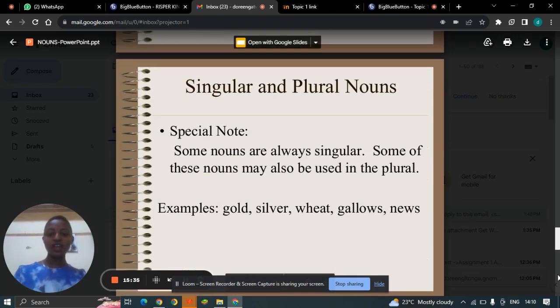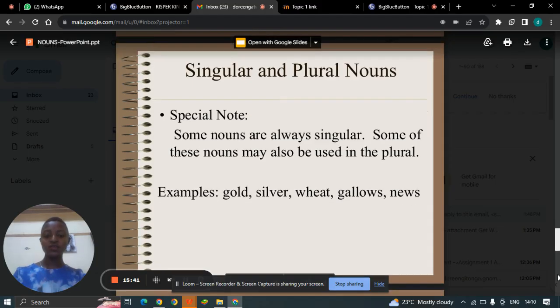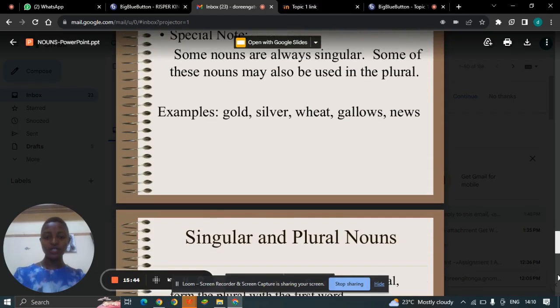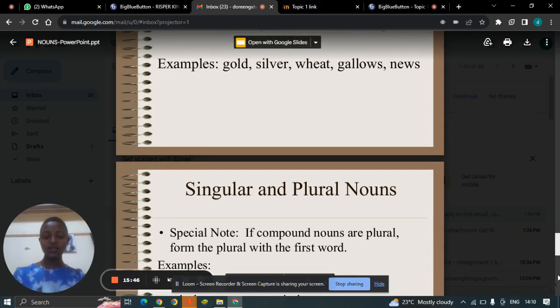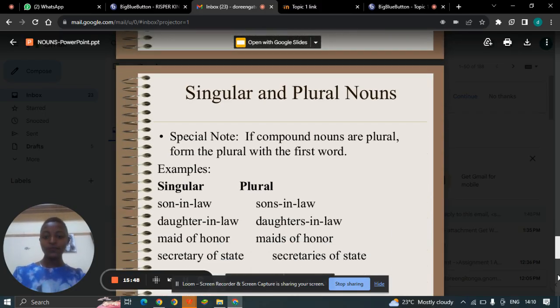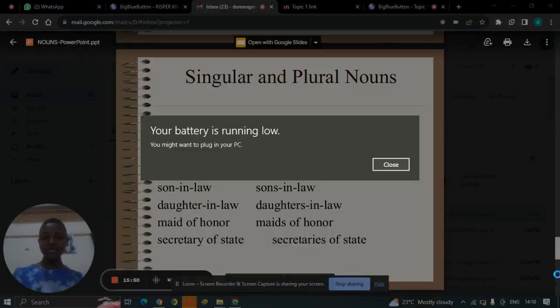Some nouns are always singular. Some of these nouns may always be used in the singular, for example, gold, silver, wheat, news. Take note of news. What else?